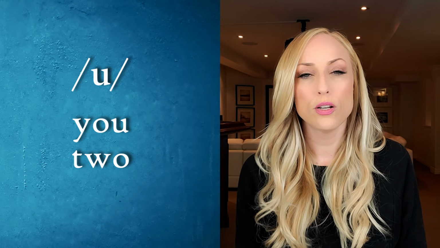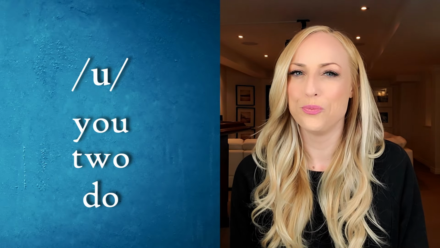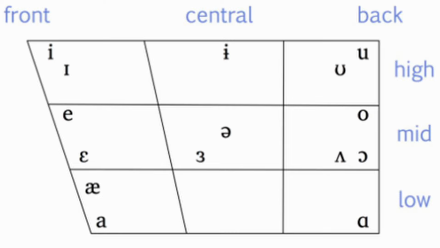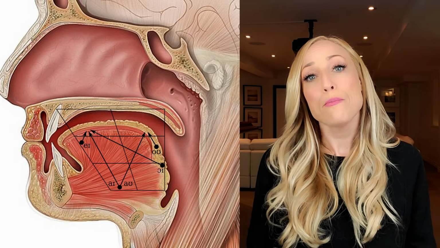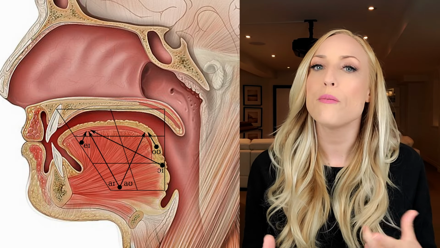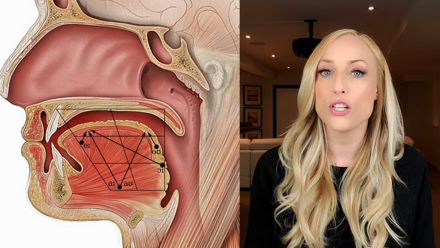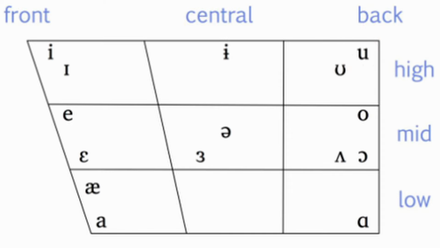The oo sound is found in words like you, to, and do. On the IPA chart, you can find that here. The IPA chart shows you where the middle of your tongue should be positioned in your mouth to create a specific vowel sound. Here you can see that for the oo sound, the tongue position is really high in the mouth and further back. The jaw is apart.